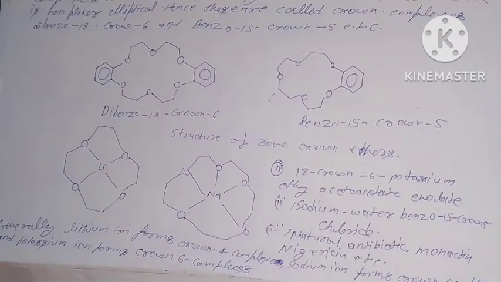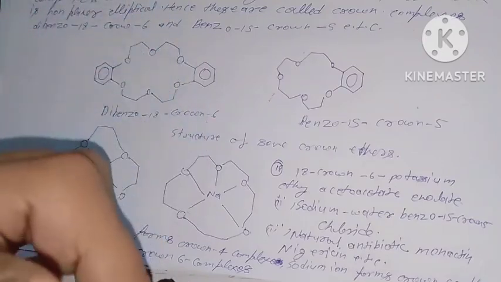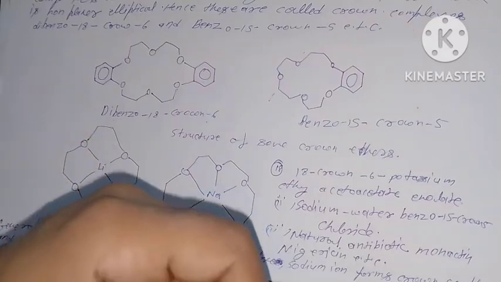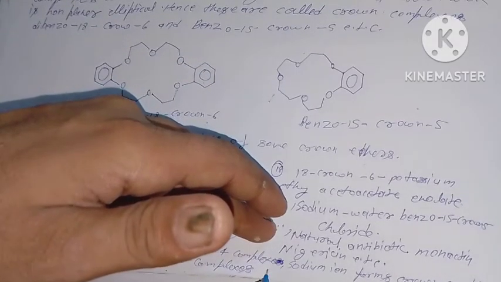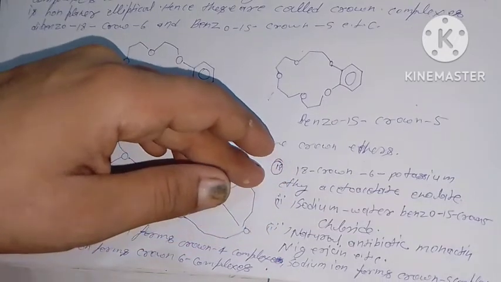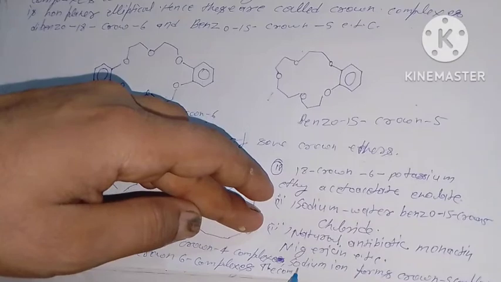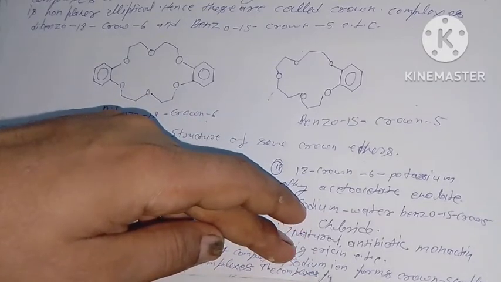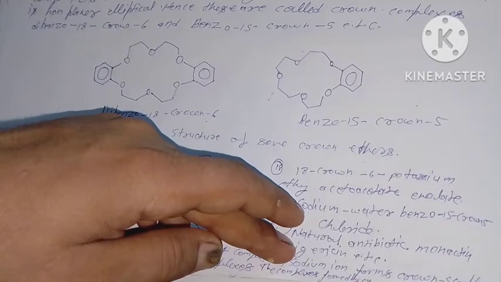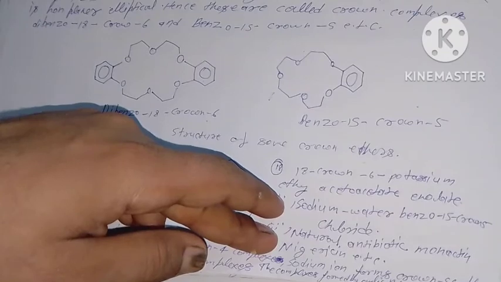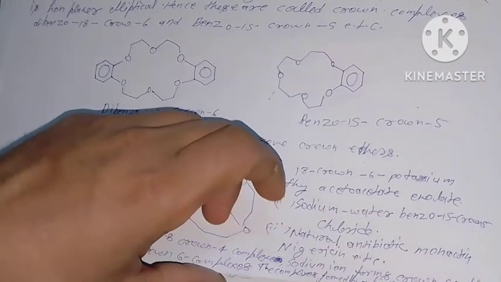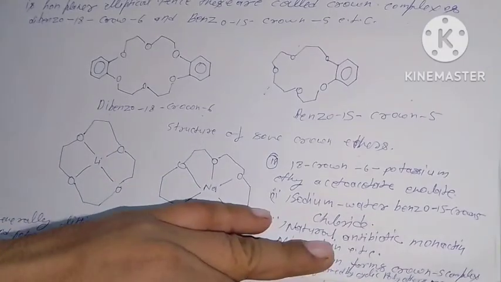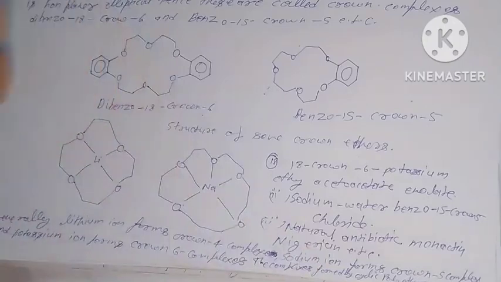The complexes formed by cyclic polyethers are relatively more stable. The crypts are more stable.